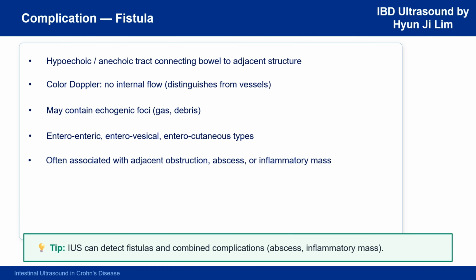The second complication is fistula. On ultrasound, a fistula looks like a hypoechoic tract connecting bowel to an adjacent structure. On color Doppler, there's no internal flow, and the tract may contain echogenic foci from gas or debris. This can be enteroenteric, enterovisceral, or enterocutaneous. Often, fistula is associated with adjacent obstruction, abscess, or inflammatory mass.